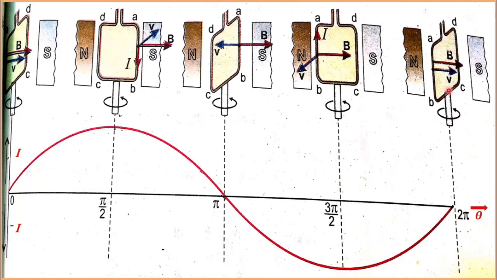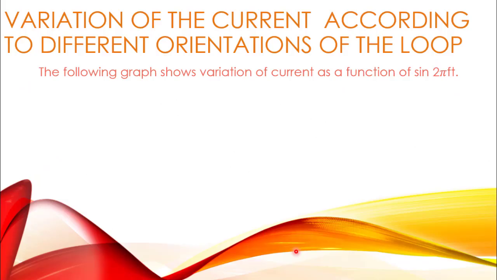When the loop has covered an angle of 360 degrees, its plane is perpendicular to the magnetic field. The velocity vector is making an angle of 360 degrees or 0 degrees with the magnetic field, and sine of 0 or sine of 360 degrees is equal to 0. So the current is once again 0. The graph for current during one rotation of the loop is shown in the figure, and we can see that it varies sinusoidally with the passing time or with the changing angle. The variation in the current is also shown by this slide.